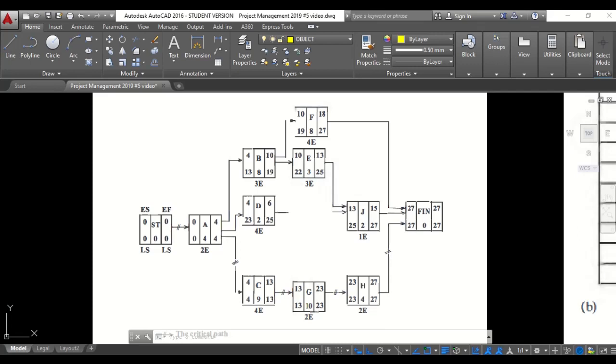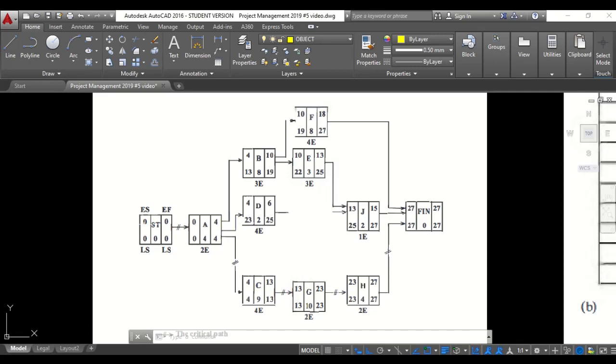Looking at starting node here, we see top left labeled ES, top right EF, bottom left LS, bottom right LS again, and that is where the error is. So ES stands for early start, EF early finish, LS latest start, and that would mean where is LS bottom right should actually be LF for latest finish.